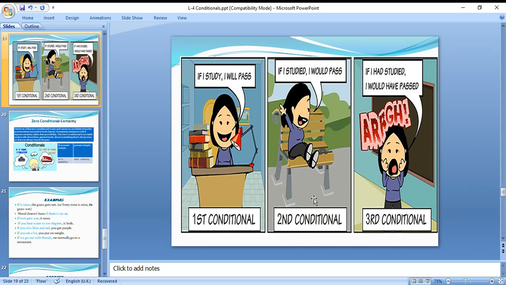In the first condition, if I study, I will pass. That means there is a probability. It is a probable condition. There is a probability that if the person studies, the person gets good marks, the person will pass the exam.